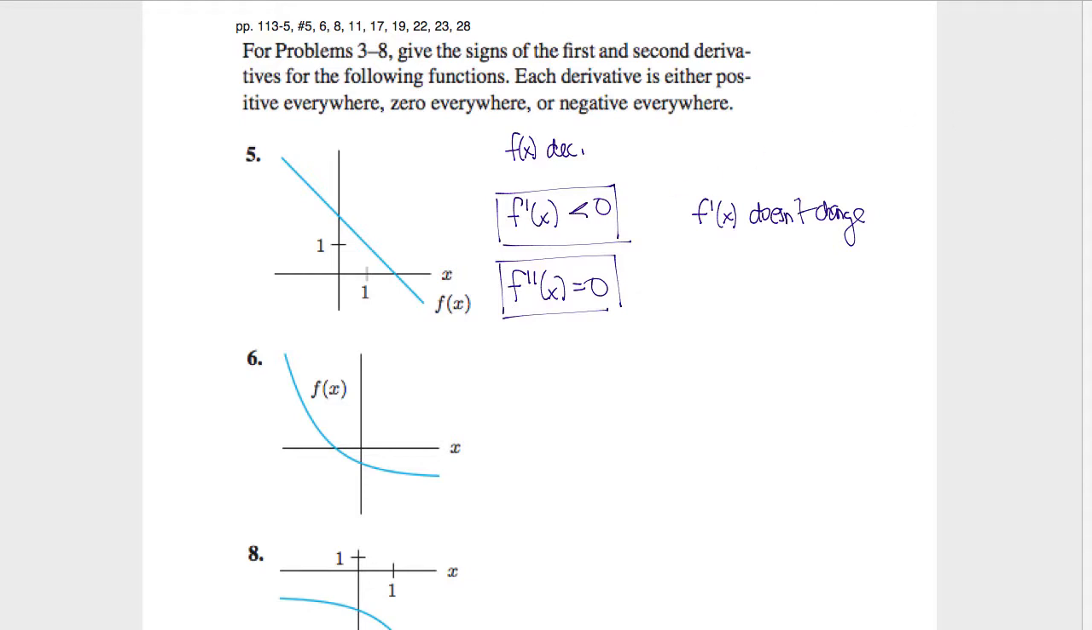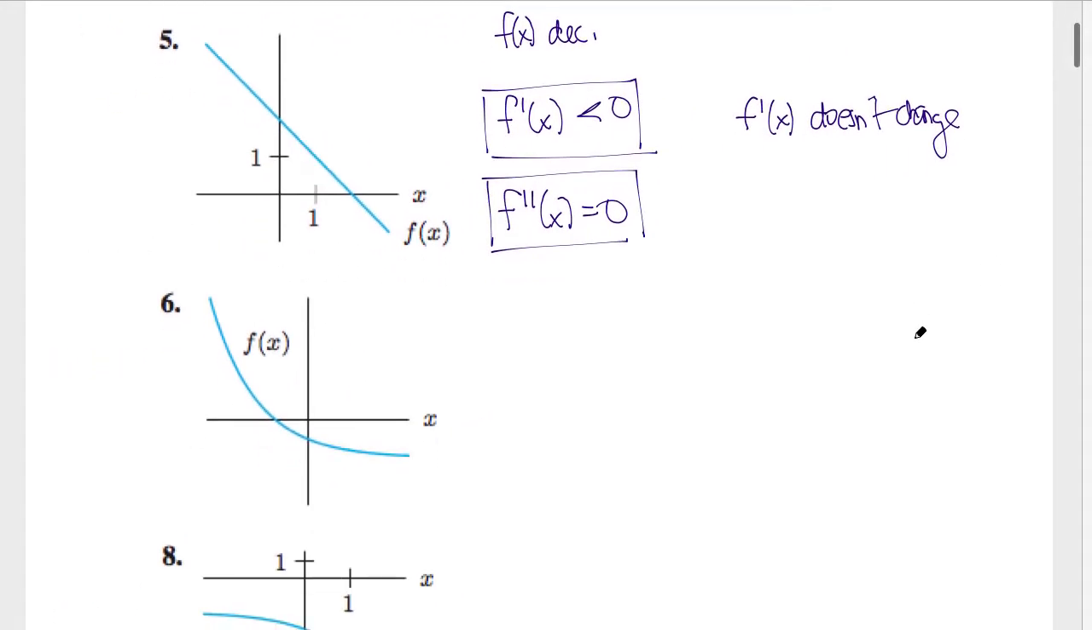For my second problem, number 6, I'm going to zoom in for a moment. We have f of x, and we can see that it's going down from left to right. So f of x is decreasing over this entire interval. And so that implies that the slope is negative the entire time. So our f prime of x is less than 0.